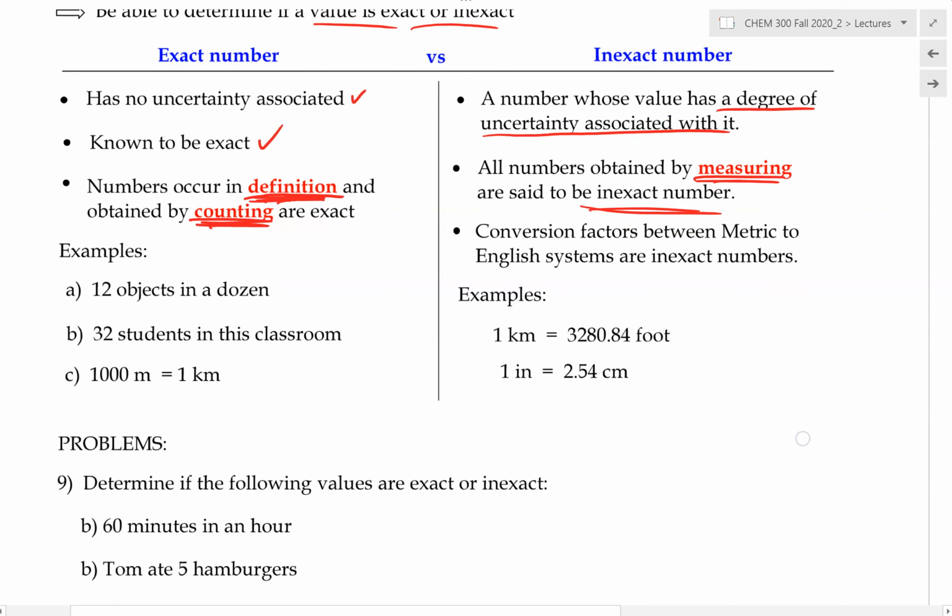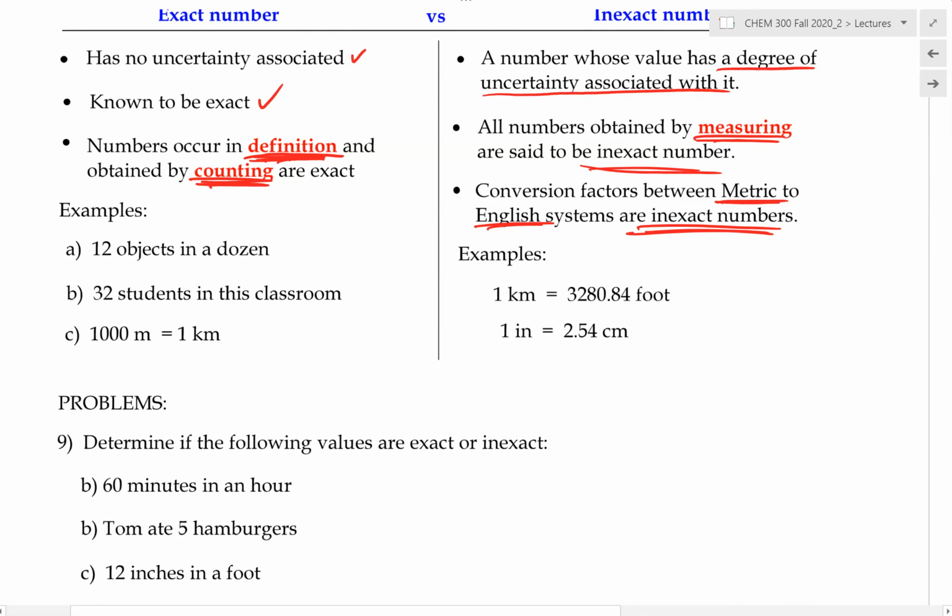And one of the things to take notice of is as follows. Conversion factors between the metric system and the English system are inexact numbers or values. And please take notice of it. In some textbooks, it may say that to simplify, you can assume that conversion factors between the metric system and the English system are exact values. So some textbooks may make that statement, but that is not a correct statement. So in this class, we'll be doing what's right, which is to say that conversion factors between the metric system and the English system are inexact numbers.